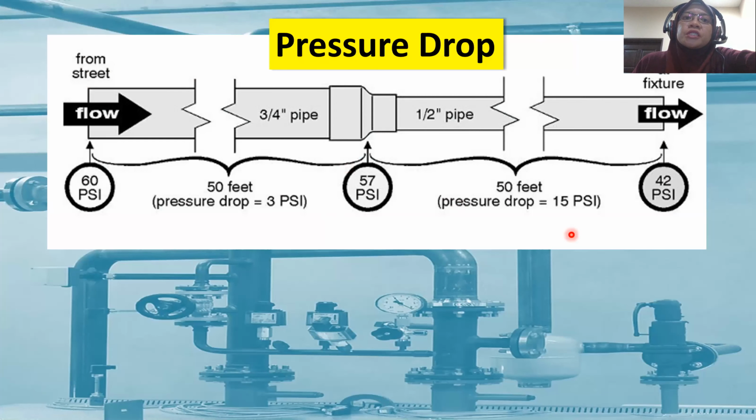In this illustration, it shows an example of pressure drop, where there is a pressure difference between 2 points in the pipe. It is common that pressure drop or pressure loss happens when a liquid enters one end of a piping system and then leaves the other end of the pipe.